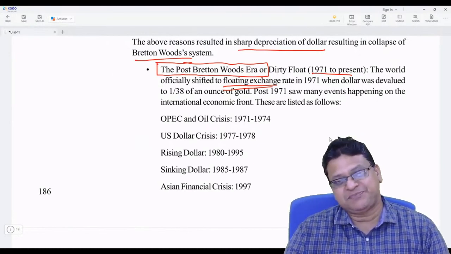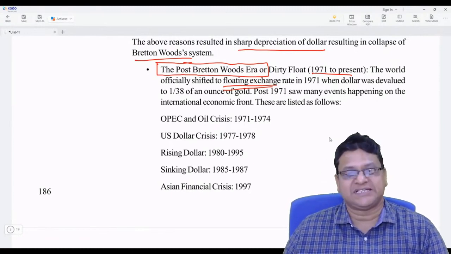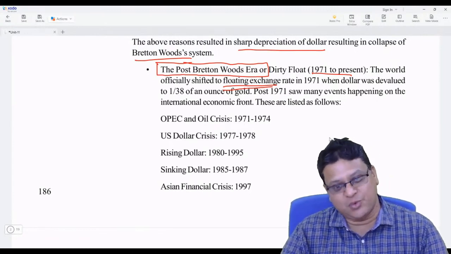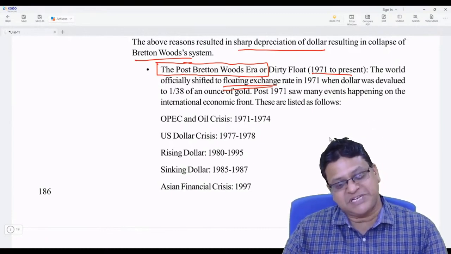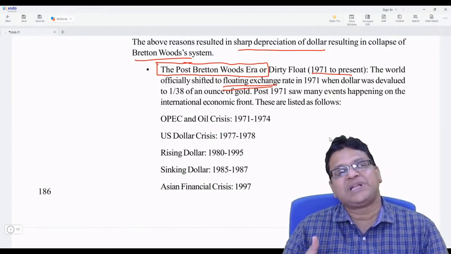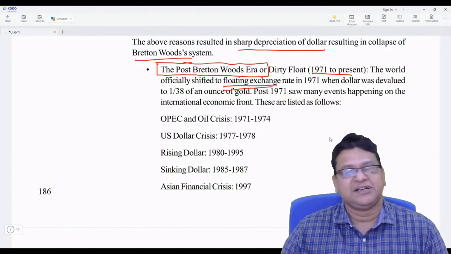So we have shifted from the classical gold exchange rate to the floating exchange rate. First there was the classical gold exchange rate, then the Bretton Woods system of fixed exchange rate came, then the floating exchange rate prevailed.